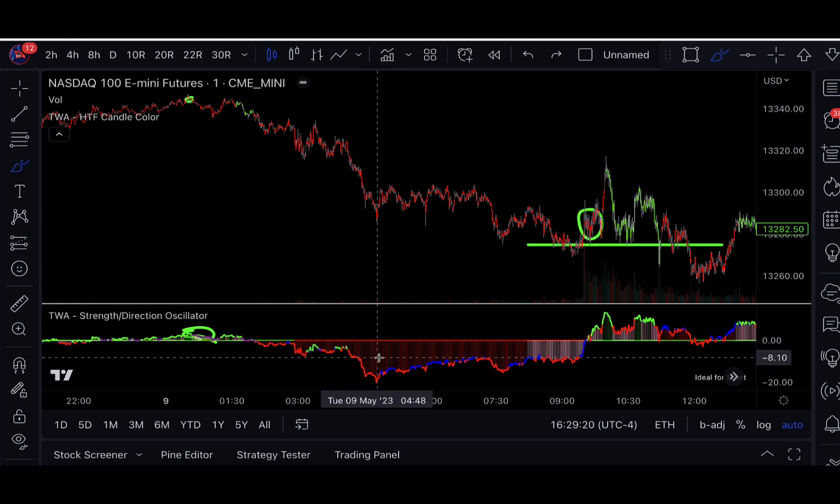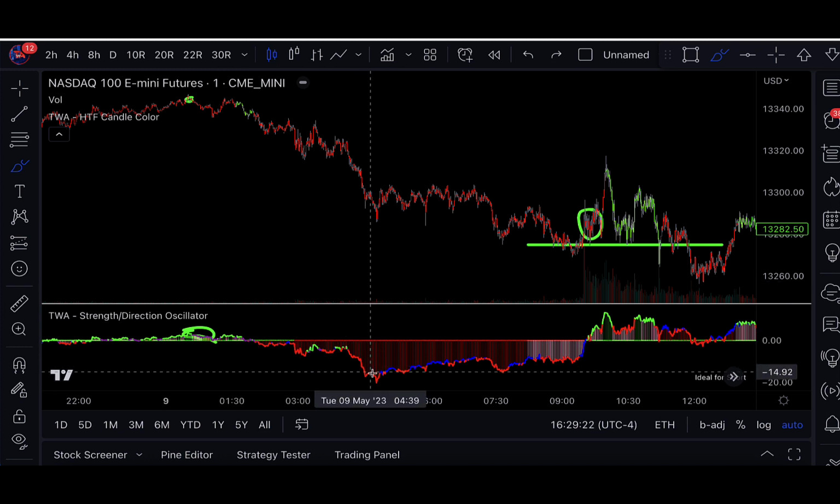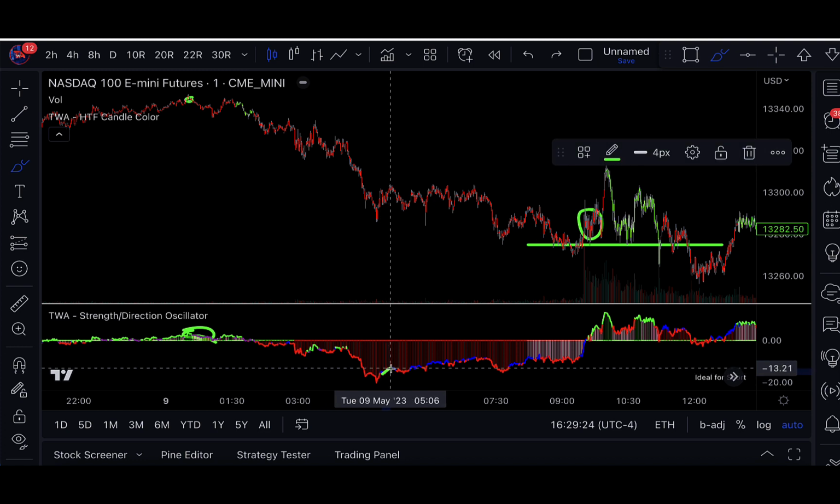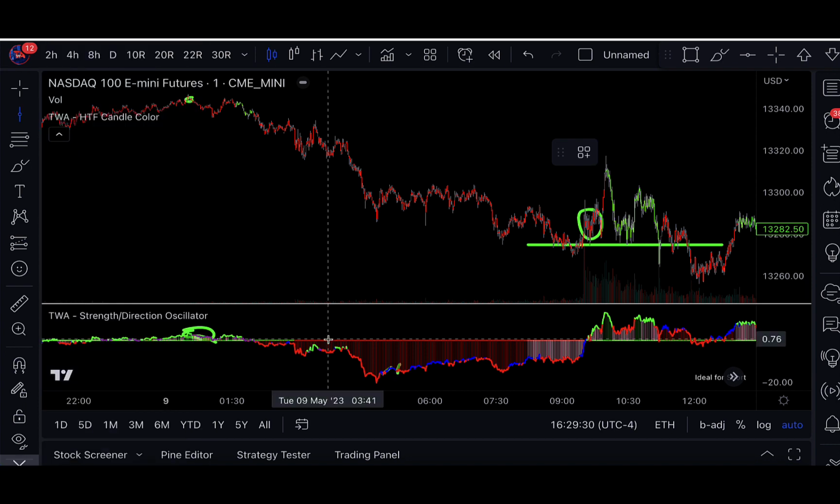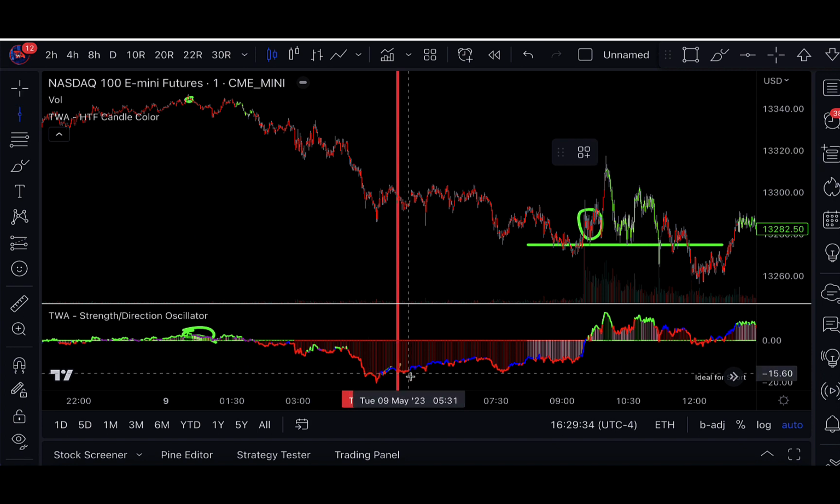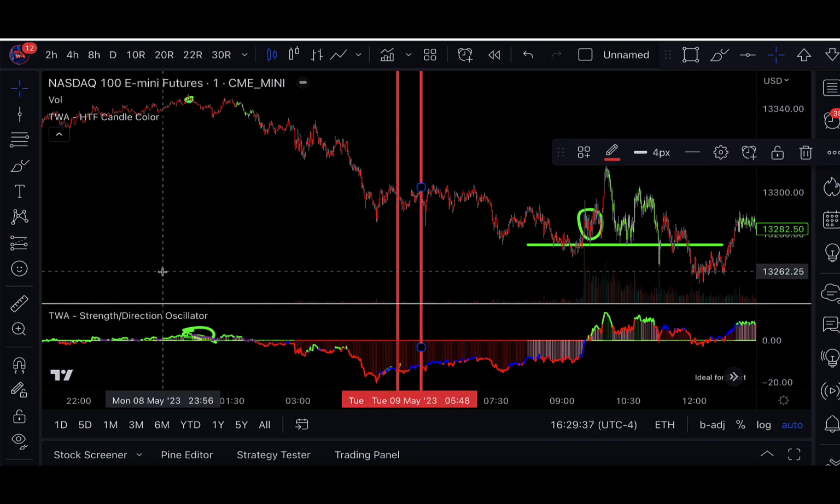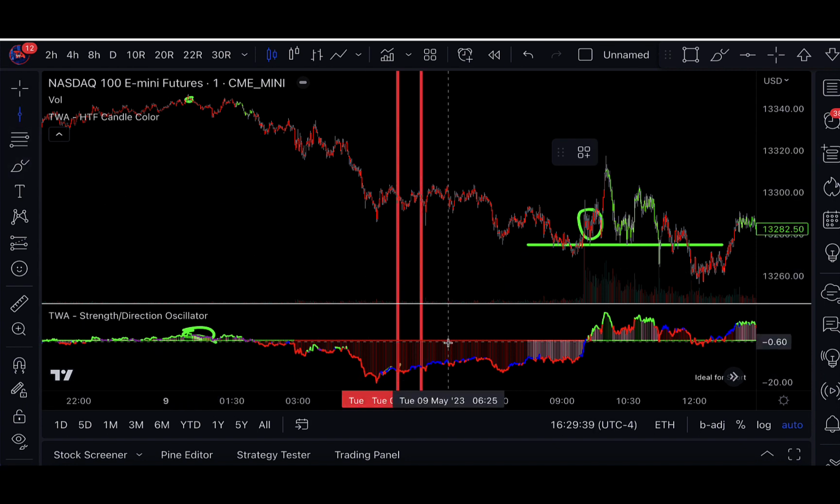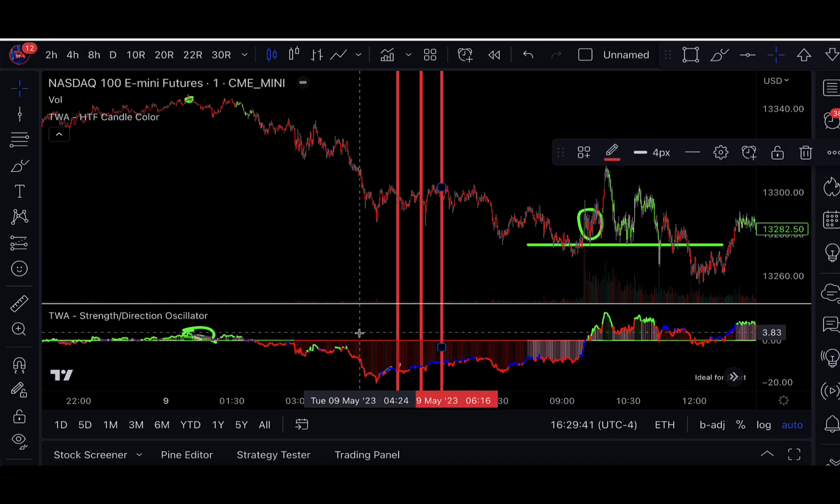So for me, if I see a red histogram and I see a blue bullish retracement, I'm just going to wait for it to turn red again, right? And I'm going to stay with the trend. That's my entry. This can be my entry, right?